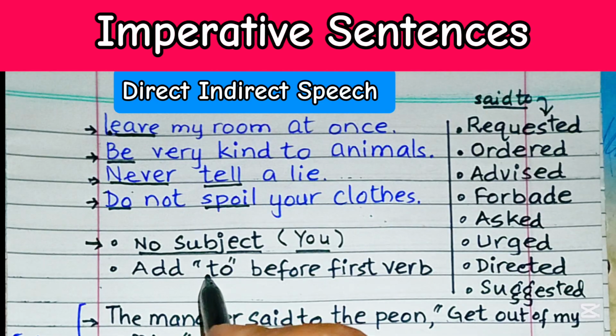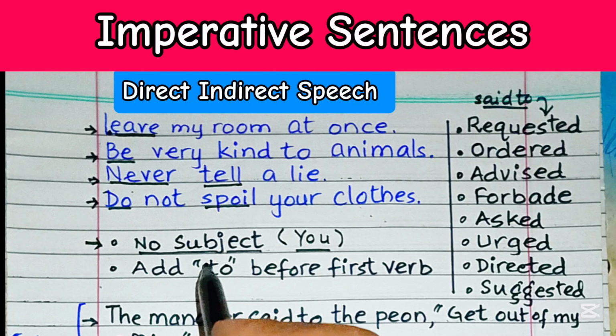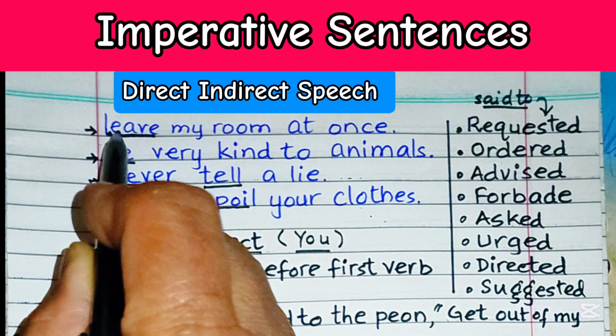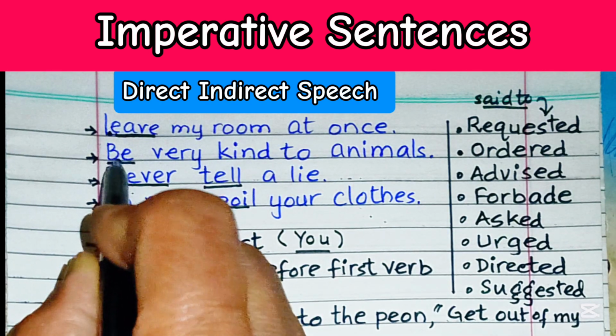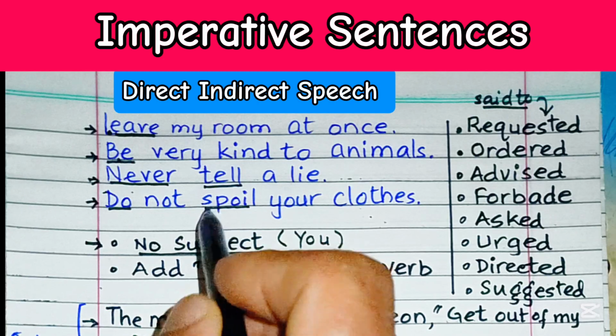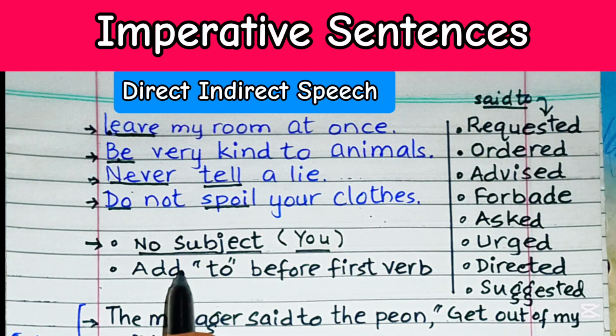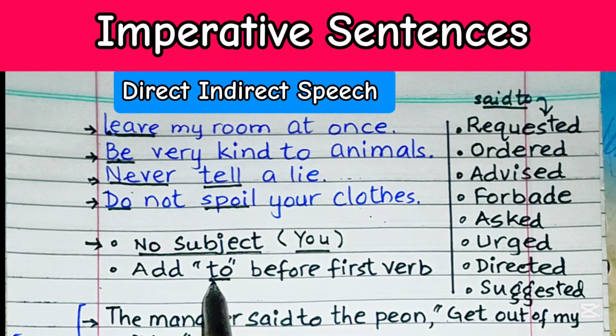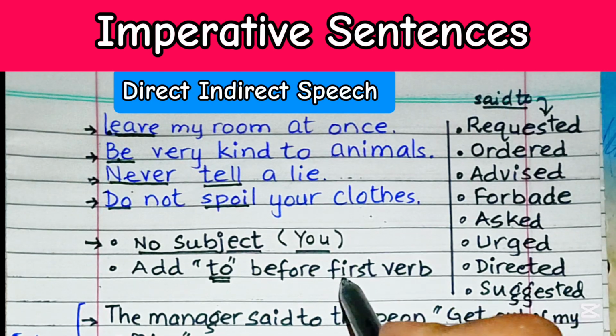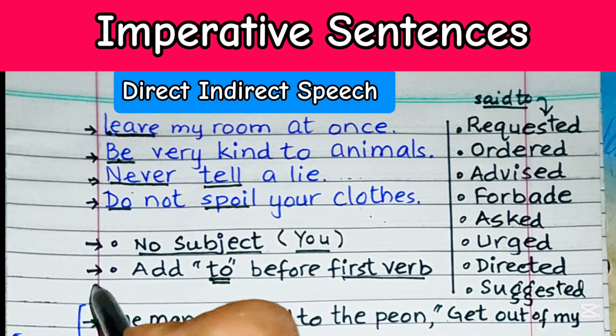Then we add to before the first verb of the reported speech. So in this case, leave is the first verb, be is the first verb, tell is the first verb, spoil. Means if there is more than one verb, we put to before the first verb. So that is a very important factor once again.